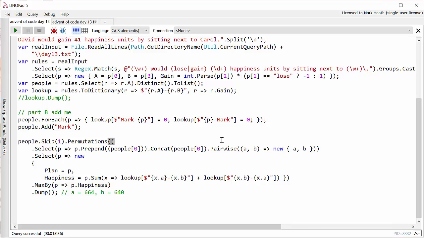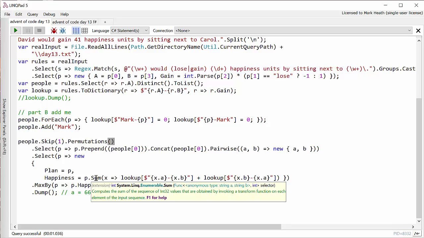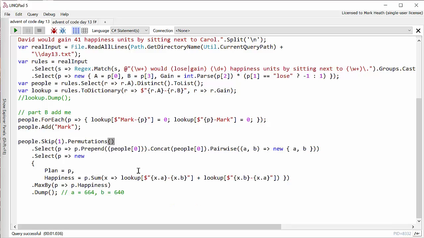get D, A. So once I've got all of the pairs, then I select an anonymous object because I decided I'd like my output to show us what the seating plan is. That wasn't actually part of the problem, but I thought it'd be interesting to see. And calculate the happiness by adding together the looked up values for that pairing.